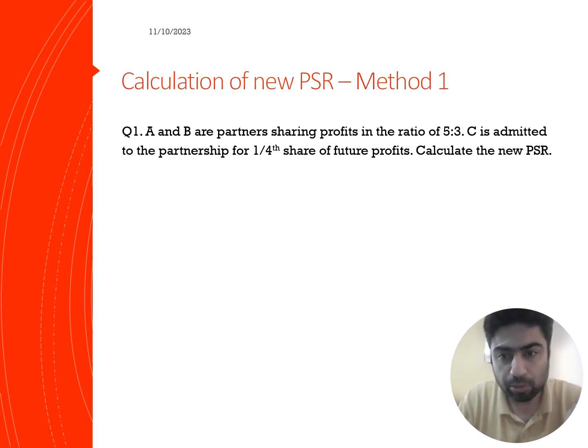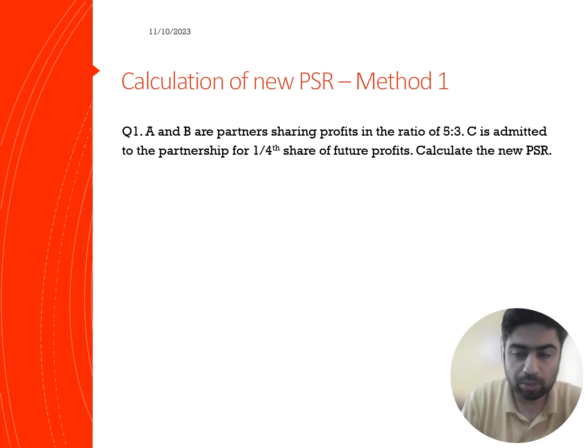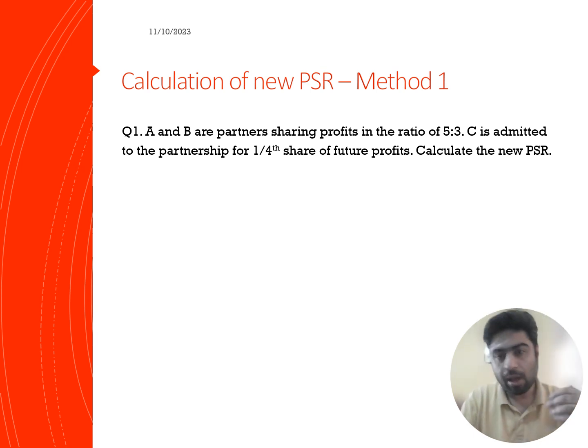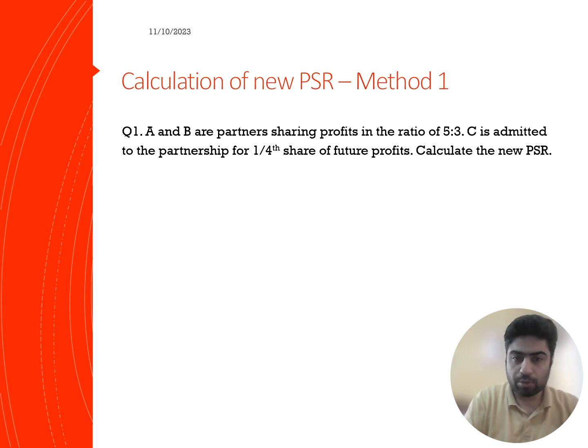Now here, if you see, the old partners are given to us, who are A and B, and their old ratio is given, which is 5:3. C is the new partner who joins the partnership firm, and C's share is given. Now we need to calculate the new profit sharing ratio. But this 1/4 share that C is getting is a gain for C, an obvious thing, because C is a new partner, C's earlier share was 0.